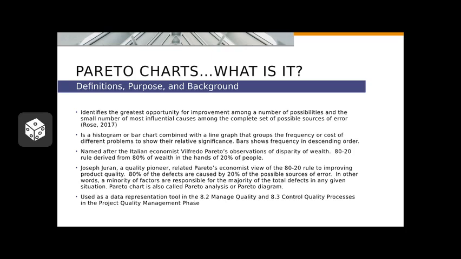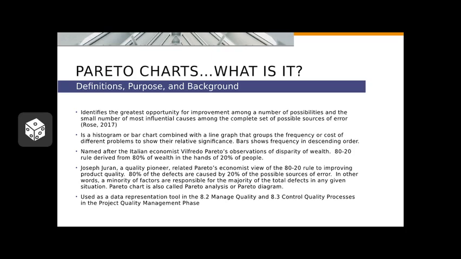The Pareto chart is named after an Italian economist, Vilfredo Pareto, and he based his observations on disparity of wealth. He determined through analysis of various population data that wealth seemed to be distributed according to an 80-20 rule. 80% of wealth is in the hands of 20% of people, or in other words, 20% control 80% of the wealth.